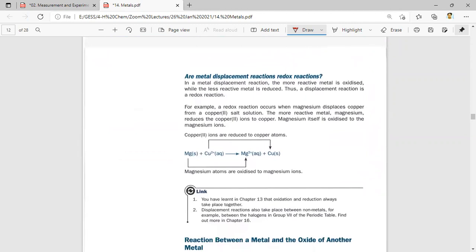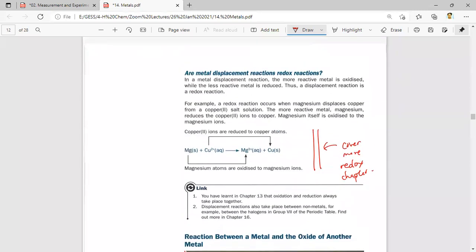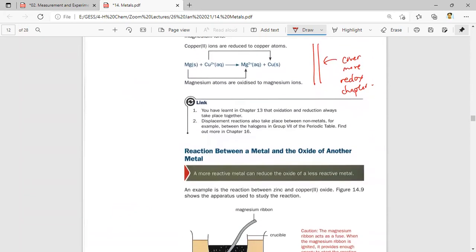This is actually considered a redox reaction. Why is it so? We'll cover this next time. This one we'll cover more in the redox chapter. So no worries about this so far. This is for displacement reaction.